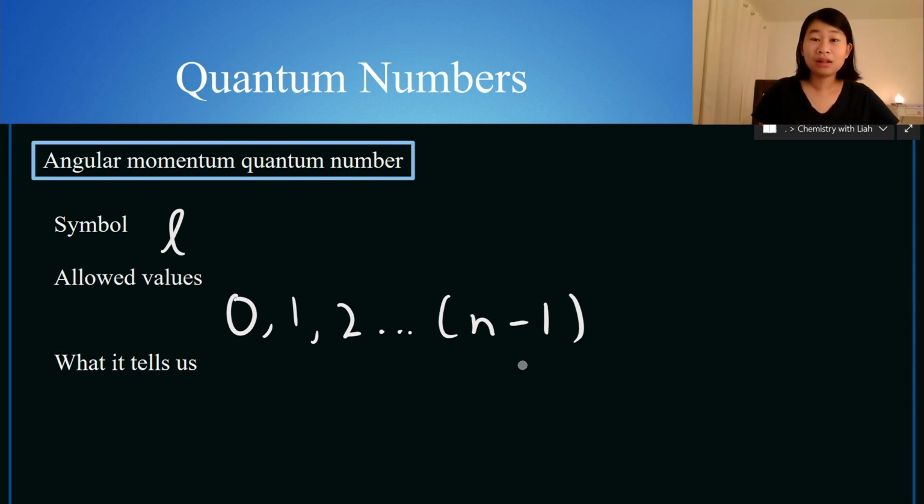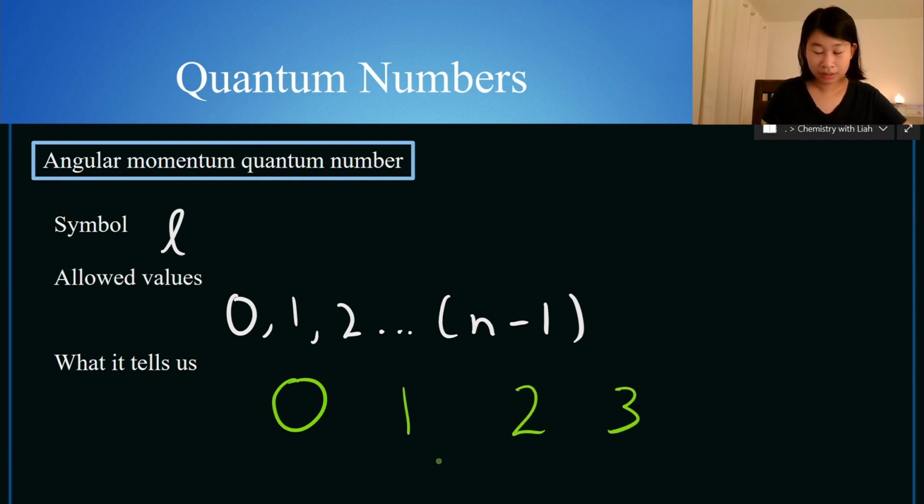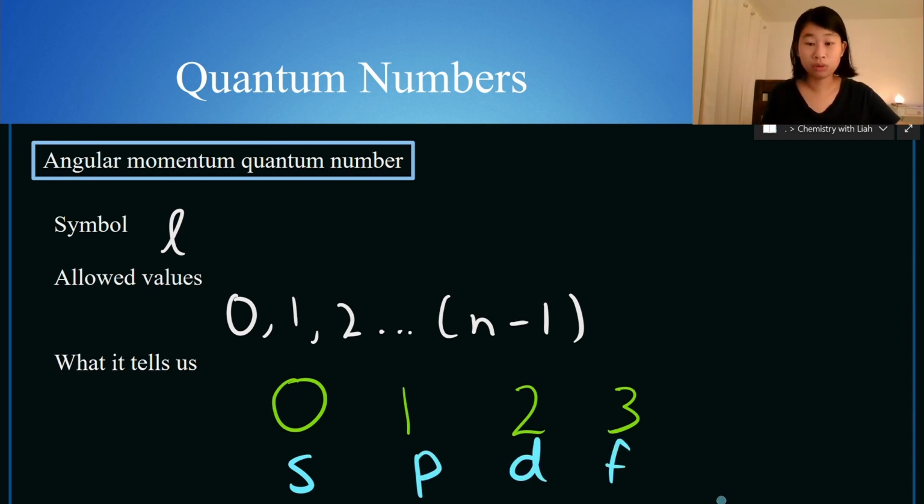Alright, and L can tell us the shape, okay? Can tell us the shape of the orbital. And how you know that is by using this key, by corresponding the numbers with letters. So numbers 0, 1, 2, and 3, these are going to match up with S, P, D, and F orbitals.